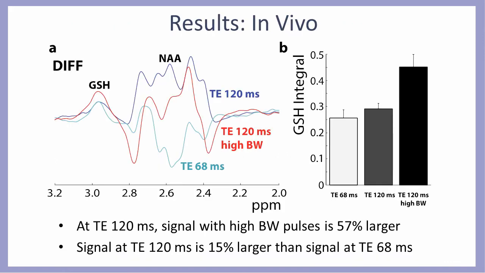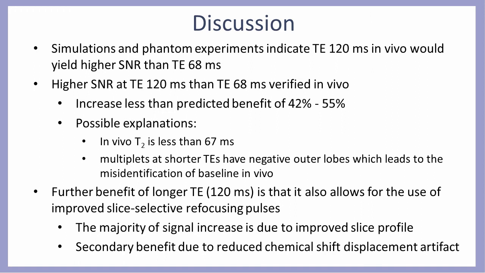In vivo, it can be seen that the glutathione peak is 57% larger when higher bandwidth refocusing pulses are used. In addition, editing at an echo time of 120 milliseconds results in a 15% larger signal than an echo time of 68 milliseconds. Simulations and phantom experiments indicate that editing at an echo time of 120 milliseconds in vivo yields a higher glutathione signal than at an echo time of 68 milliseconds. This higher SNR at an echo time of 120 milliseconds than at 68 milliseconds was also verified in vivo. However, this increase is less than the predicted increased benefit of 42 to 55%.